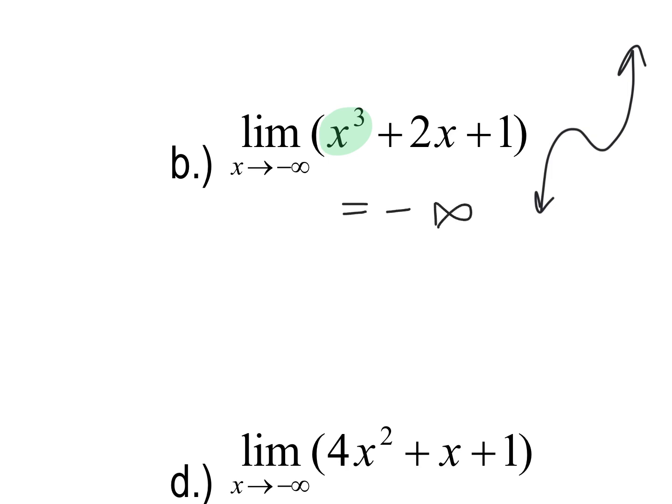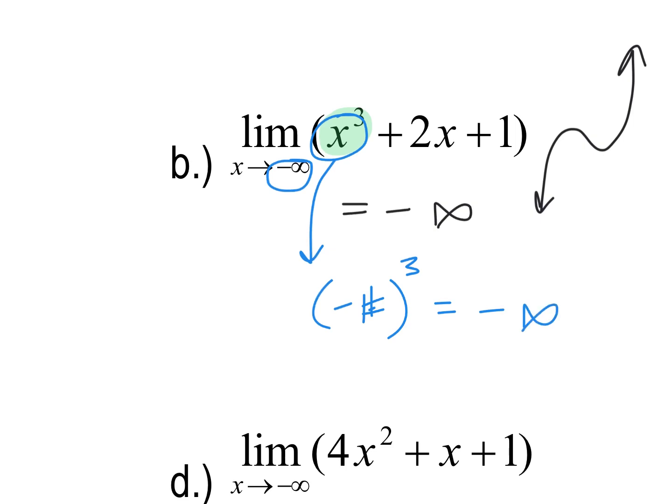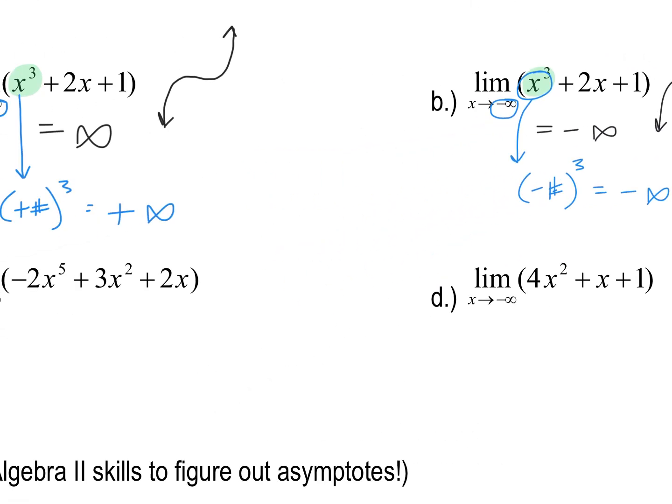How can I do that with the shortcut? Again, I'm going to take this x to the third, and in this case, I'm raising a negative number because it's negative infinity, and I'm raising it to the third. What happens when you take a negative number and raise it to the third power? It gives you a negative answer, right? So again, my answer is negative infinity. That's how the shortcut works. Let's try a couple more.